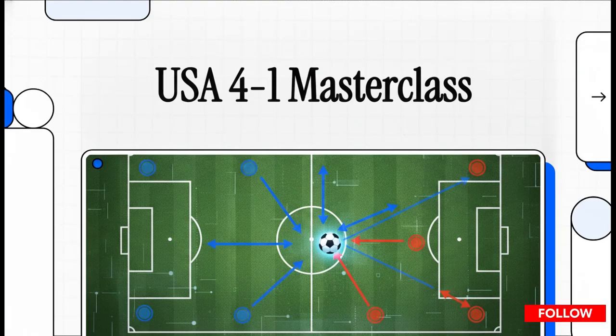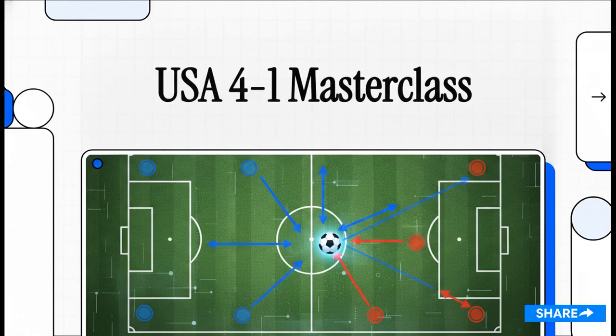Welcome to this explainer. We're diving straight into the USA's emphatic 4-1 victory over Paraguay, and we are going to break it down with a complete tactical deconstruction. You know, if you just glanced at that final scoreline, you might think, oh, simple, walk in the park, right? But hey, modern football is rarely that simple.